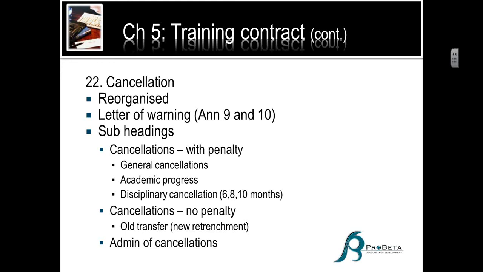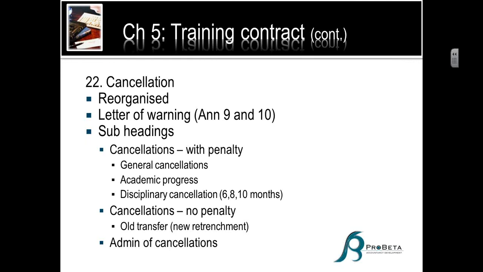In general, though, you can cancel the trainee's contract when the trainee is not studying, if they fail to sit for an exam, if they don't prove their enrollment within 10 months, if they fail to come back from leave, if they're absent, dismissed, incapacitated, or deceased.